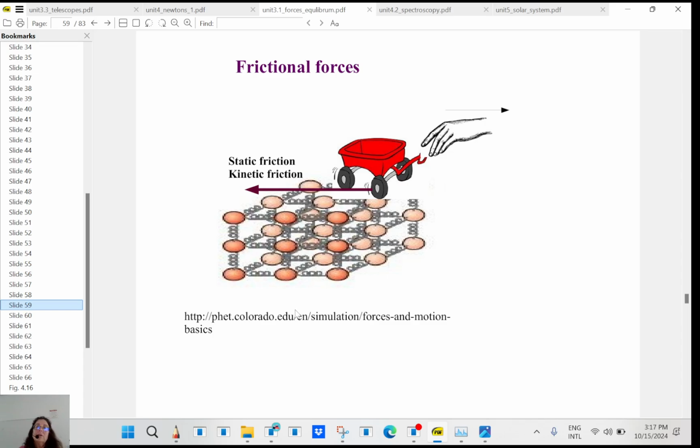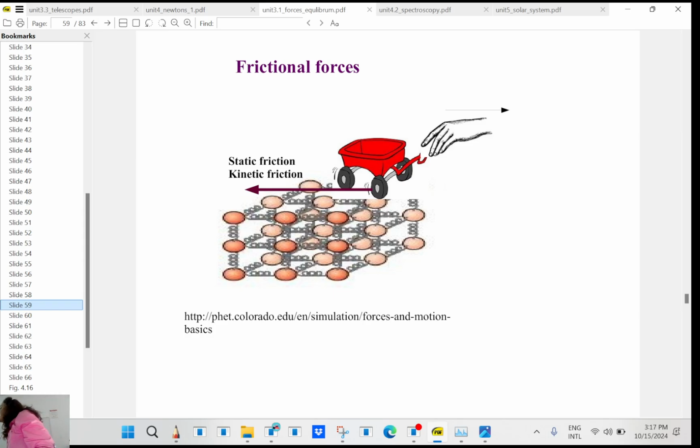Okay, so we talked about weight, the easiest. Tension, very easy. Normal force, not that easy. So we talked about equilibrium. Now we're going to talk about frictional force. You have two kinds of frictional force: static frictional force when it's not moving, and kinetic when it's moving.